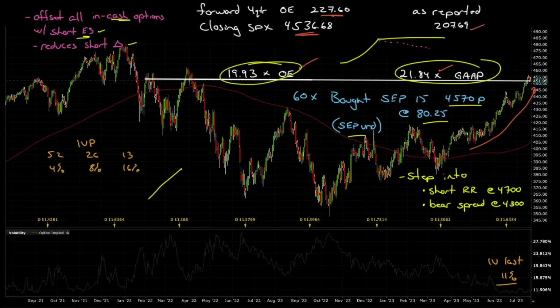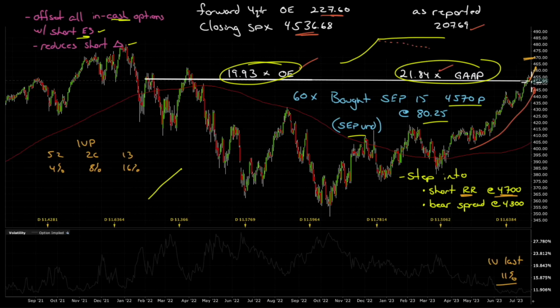So what I'm going to do with those is I eventually want them free. I just don't have a lot of time to get them free because it's July now. You've got less than 60 days to get them for free. So I'm not going to wait very long. We're in the middle of earnings season, so I'm going to wait for the market to tell me what to do. And if the market rallies on earnings, I will step into a short risk reversal at 4,700, which means I'll look to sell the 4,700 calls on ES.